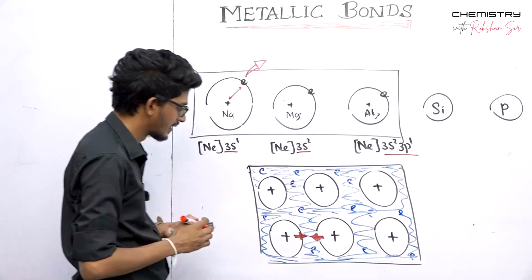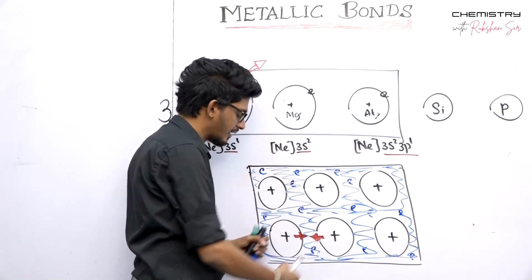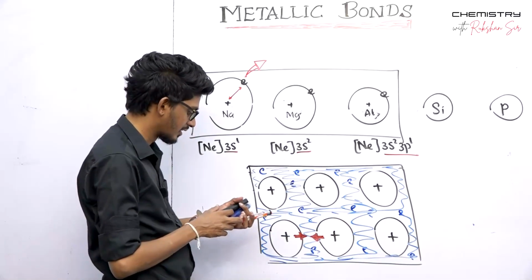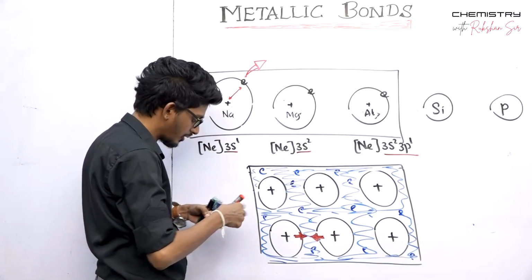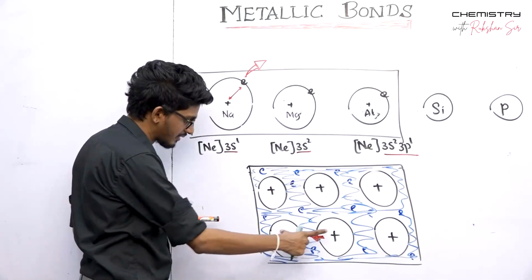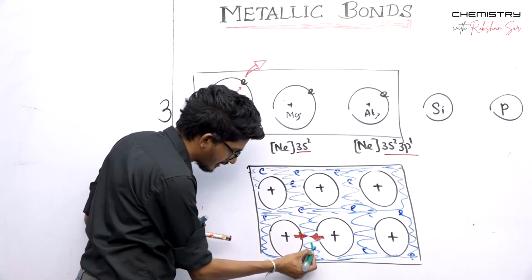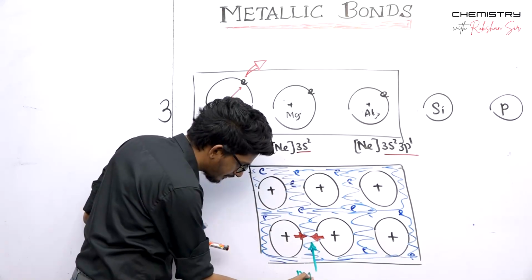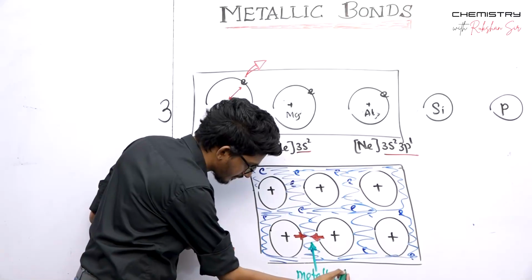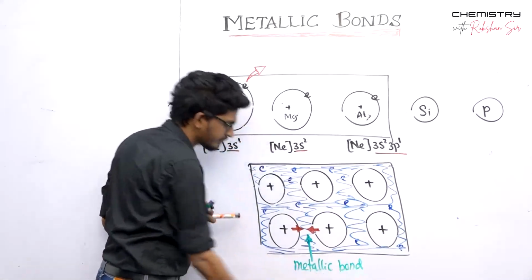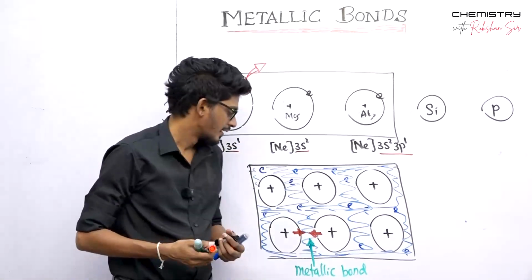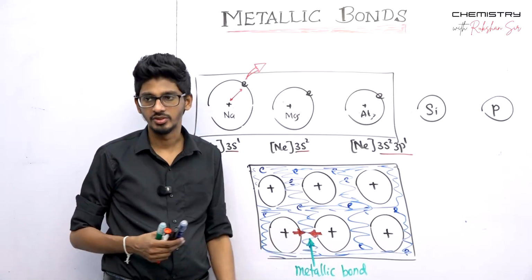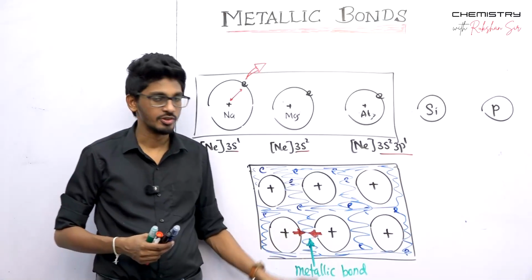So then what will happen? These cations will be bound with the use of the sea of electrons. That is what we refer to as the metallic bond. The metal cations are attracted to the sea of electrons. This is the metallic bond. Attraction of metal cations to the sea of electrons is referred to as the metallic bond.